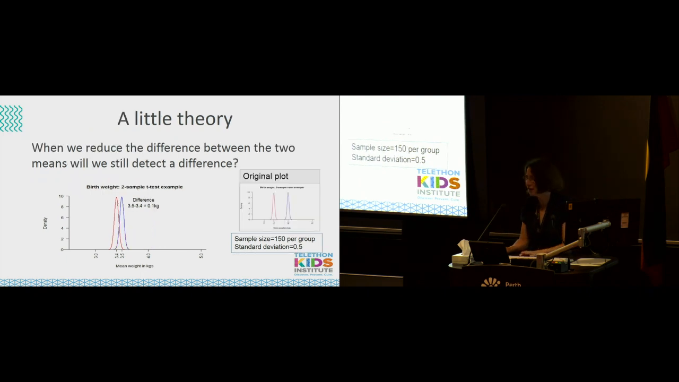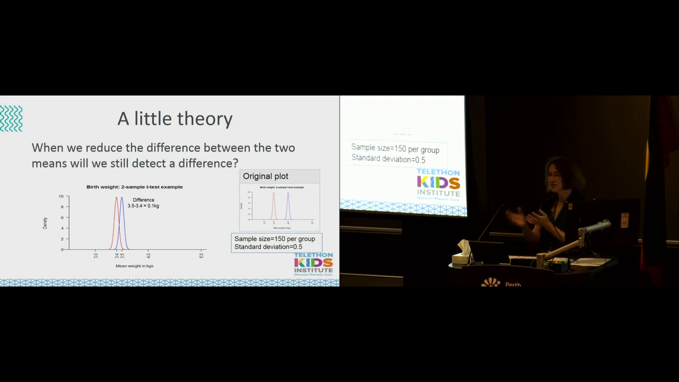But what if we make it a little bit harder? What if we make the difference between these two sample means close together? You can see the original plot's over here, and now we're looking at the sample mean. We've reduced the difference down to only 0.1 of a kilogram. Now there's a huge amount of overlap between them. Could you now say that the red and the blue group individuals are different from each other? Or is it by random chance that in this particular sample, the blue group happened to be a little bit heavier than the red group?